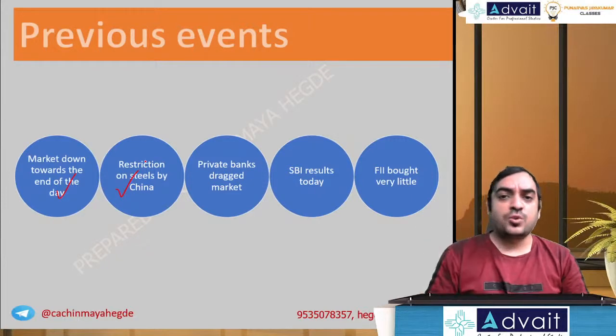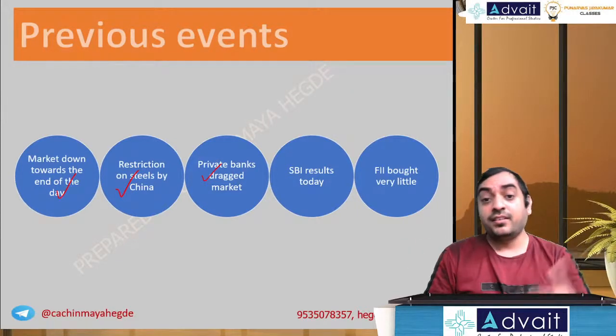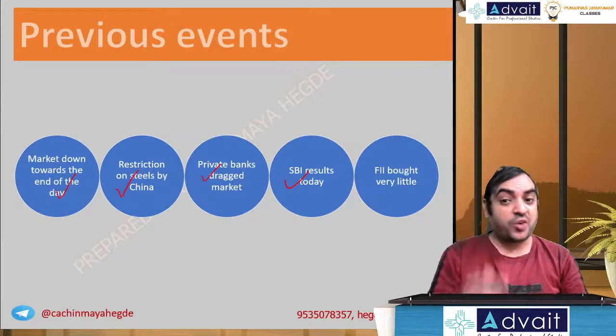China putting restrictions on steel, so stock prices were down yesterday. Private banks dragged the market. ICICI Bank, Kotak Mahindra Bank, and HDFC Bank were the main reason why Nifty was down yesterday. SBI results are today, so private banks were down yesterday, but not public banks. SBI was not down yesterday.